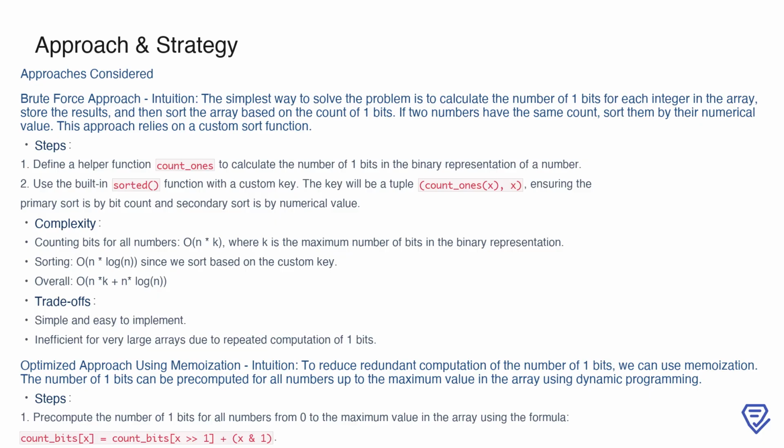However, this approach has some trade-offs. While it's simple and easy to understand, it can become inefficient when working with very large arrays because the count of 1 bits is repeatedly computed for every number. In terms of complexity, counting the bits for all numbers takes n*k, where k is the maximum number of bits in the binary representation of a number, and sorting the array adds another n*log n. Hence, the overall complexity is n*k plus n*log n. While this approach is straightforward, its inefficiency highlights the need to optimize further, especially for larger datasets.